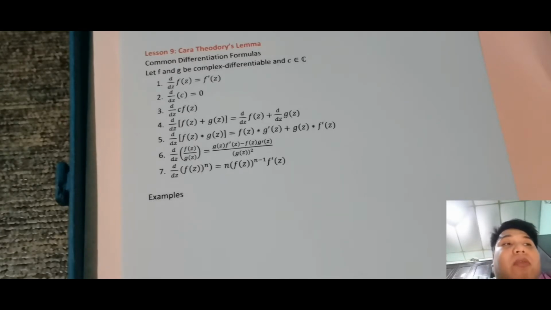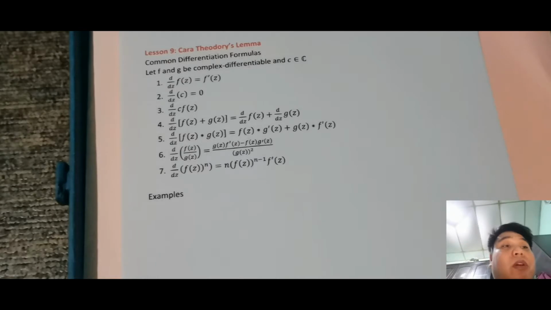So marami talagang way para makuha yung derivative. So before that, syempre mag-start muna tayo dito. So the common differentiation formulas. Okay, so let f and g be complex valued functions such that f and g are complex differentiable and c is an element of complex numbers, meaning si c is a complex number. Okay, so number 1, the derivative of f of z with respect to z is equal to f prime of z. Number 2, the derivative of a constant c, where c is a complex number, is equal to 0.